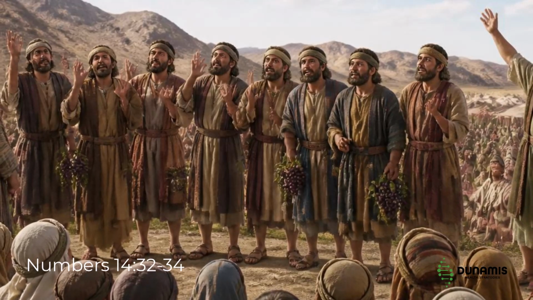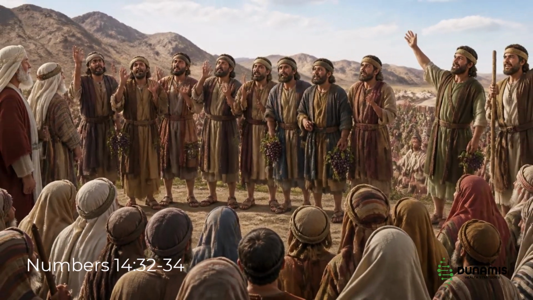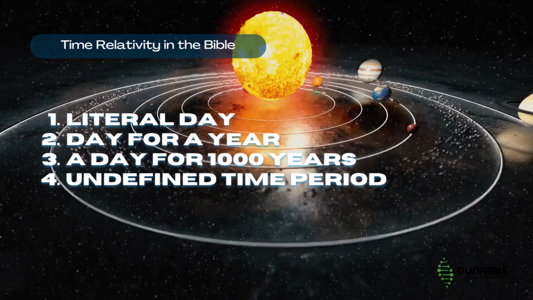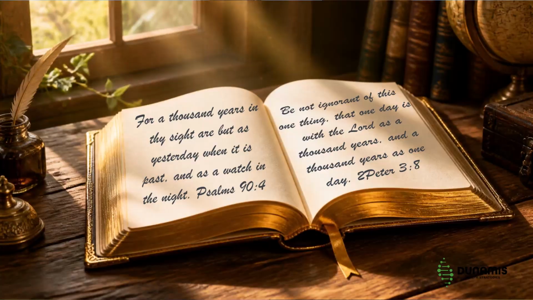As a result, the camp was sent back into the wilderness to wander for 40 years, a year for each of the 40 days the spies had searched the land. Time is also measured in the Bible as a day for 1,000 years, as recorded by the psalmist and Peter. A day for 1,000 years can be seen in the life of Adam.